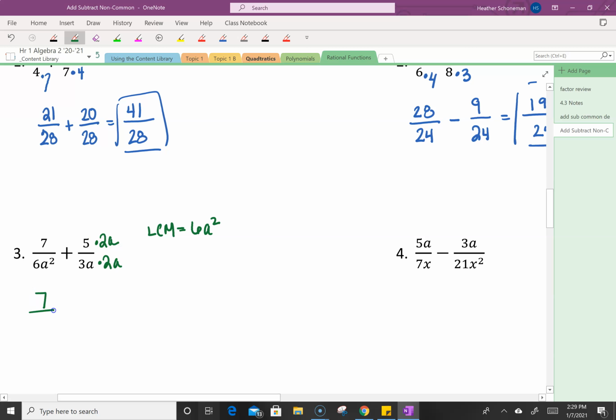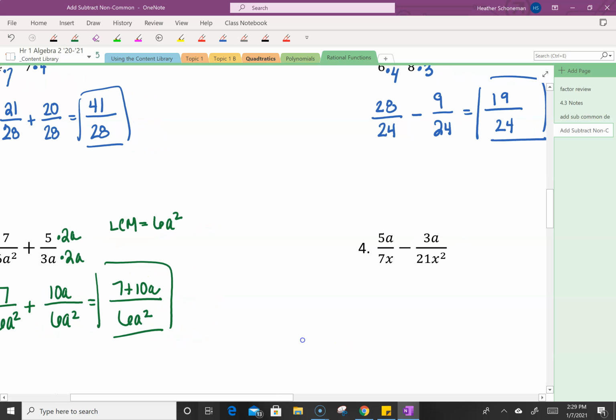So my first fraction is going to be 7 over 6a squared plus, in my second fraction, 3a times 2a is 6a squared, so the bottoms match now, and on top, 5 times 2a is 10a. Now I can add them together. So my common denominator is 6a squared, and on the top, I get 7 plus 10a. Now I do need to check to see if the top factors, and I can simplify it any, but it doesn't, so this will be my final answer.